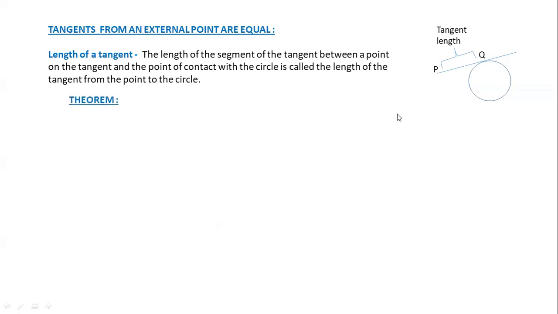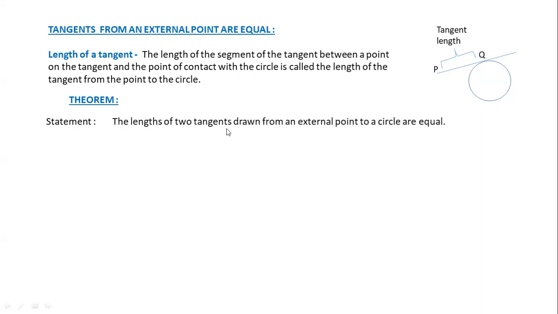It's a theorem, so there is an order in which this theorem has to be proved. When you're proving it, we have to write all the steps. So I'm doing it in that particular order, so make a note that these are the steps which must be there. We start with the statement of the theorem. The lengths of two tangents drawn from an external point to a circle are equal. We have two tangents drawn to the circle, so the tangent lengths are equal.